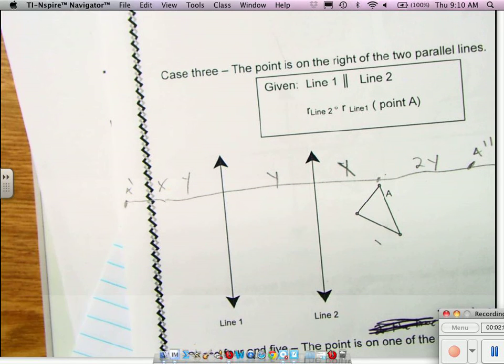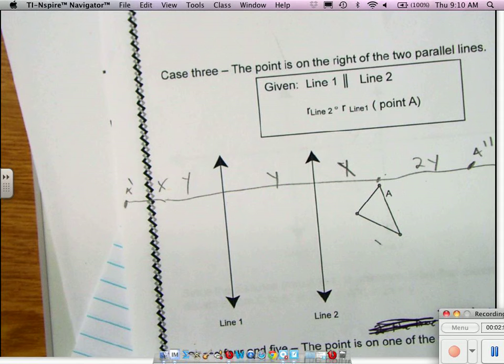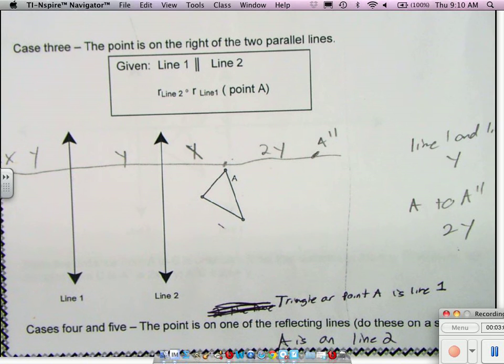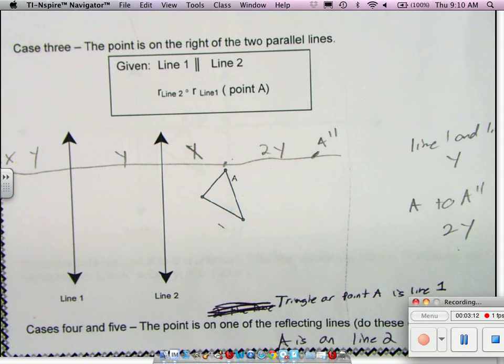Any other questions about this? Line 1 to line 2 is y, and A to A naught naught is 2y. Your quiz is going to look like this, so make sure you know how to do it.